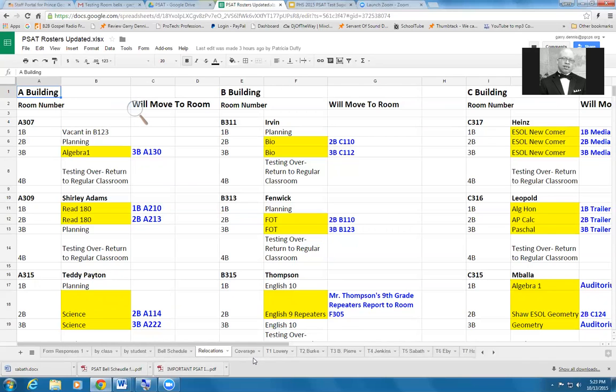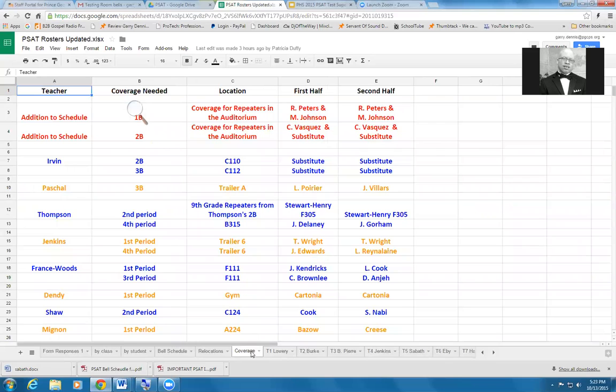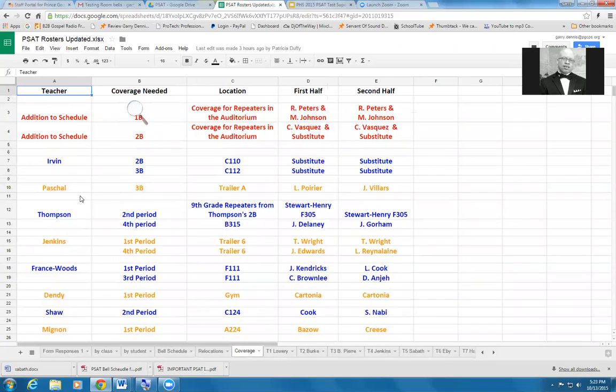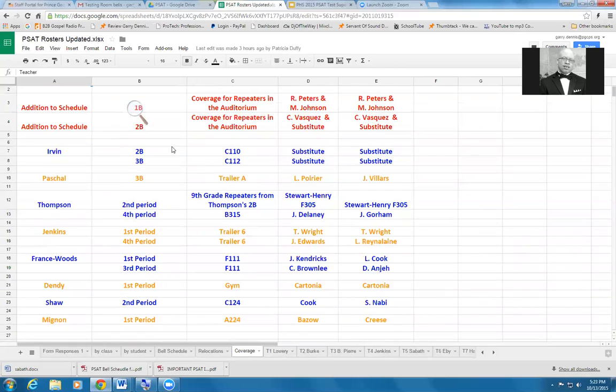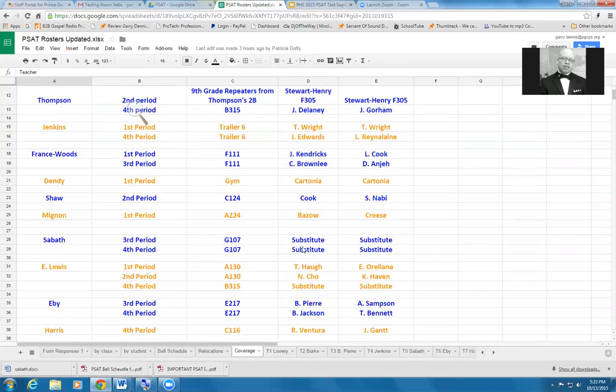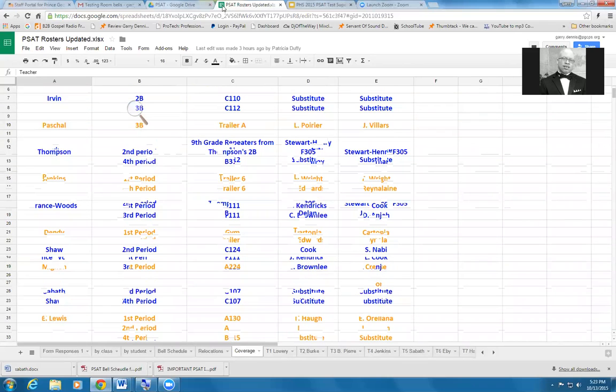Additionally, look at the third sheet, which says coverage, and look at those teachers who are not administrators and are not necessarily part of the test administration. You may have coverage duties covering rooms and different assignments, so please review that information and be at those places on time. That would really help. All right, so let's get back.